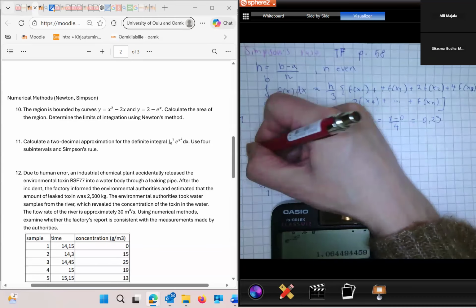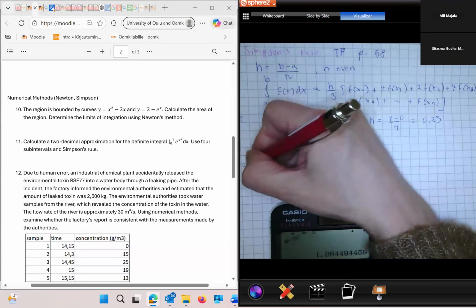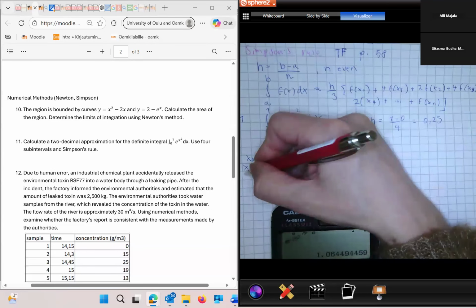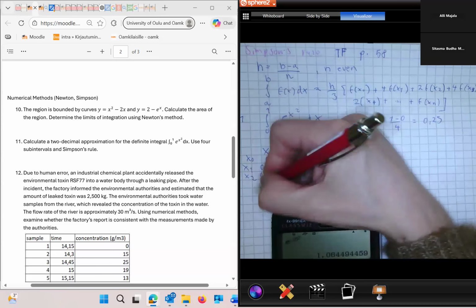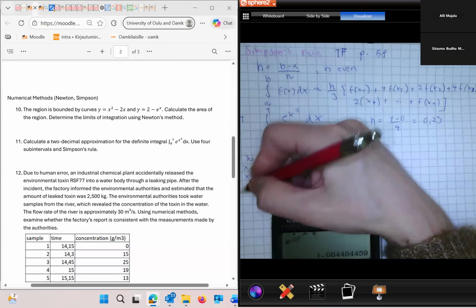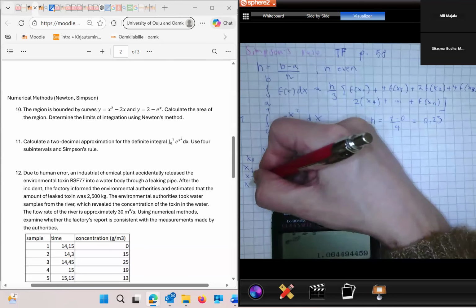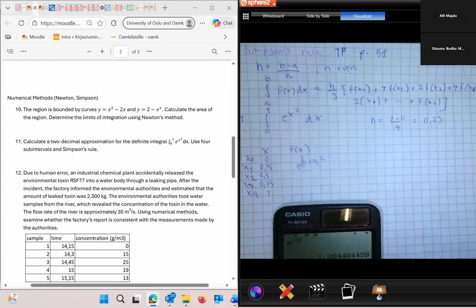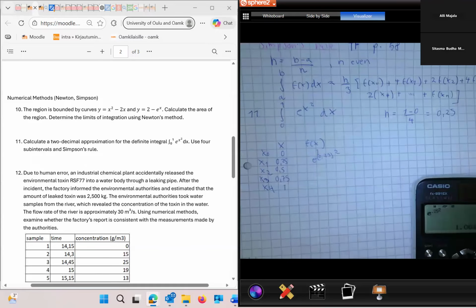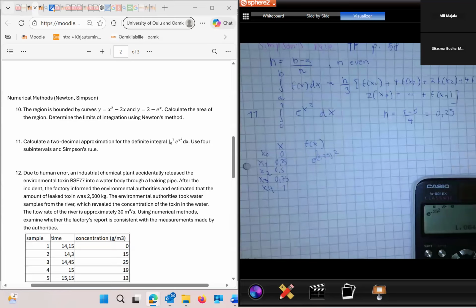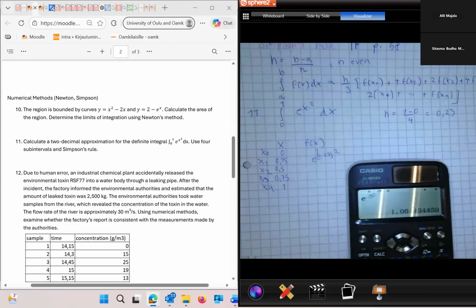This is the x0. Then the f with the x1, x2, and x3, x3, and x4. I think I would calculate this rather with Excel. I'll just put it into the Excel. Now I'm already frustrated after doing this.